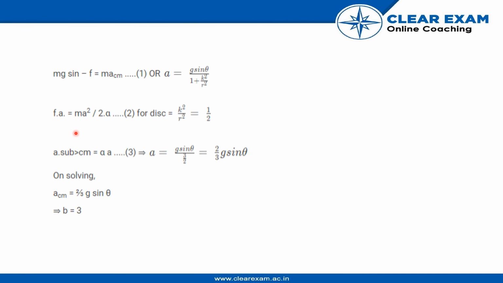Using the value of k square by r square, a center of mass, which is alpha into a, is g sine theta upon 1 plus 1 by 2, which becomes 2 by 3 g sine theta. And on solving, we know that the center of mass has this acceleration, and if you look, 2 by b g sine theta was the acceleration mentioned in the question, so b becomes 3.